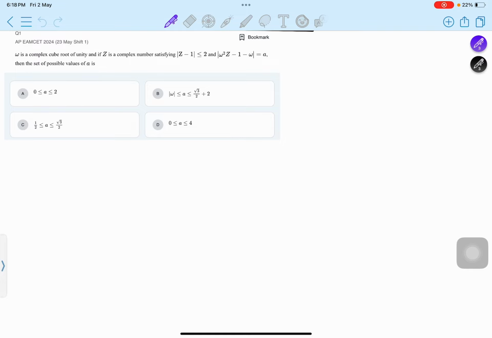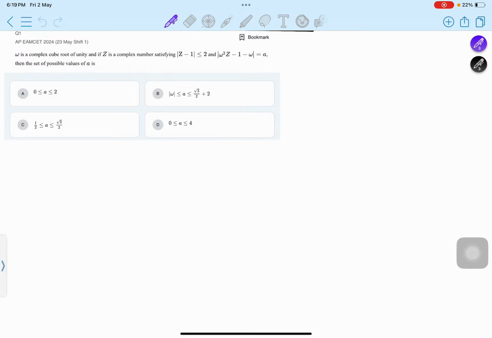Let's start the question. The first question: omega is the complex cube root of unity, and z is a complex number satisfying |z − 1| ≤ 2, and given the equation |ω²(z − 1) − ω| = a. It asks for all the possible values of a.